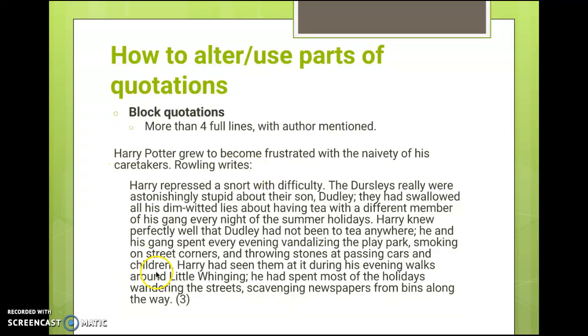Notice there are no quotation marks around this block quotation. Also notice that the period comes at the end of the quote, then you have the parentheses, page number, parentheses. It's the opposite of what we normally do. Normally we have the period on the outside, but this is a little different. So whenever you have longer texts, the period comes first and then the citation, and then directly beneath that you continue writing. Also notice that the quote is indented within the paragraph, so it's a little further to the right beneath the writing of the author.